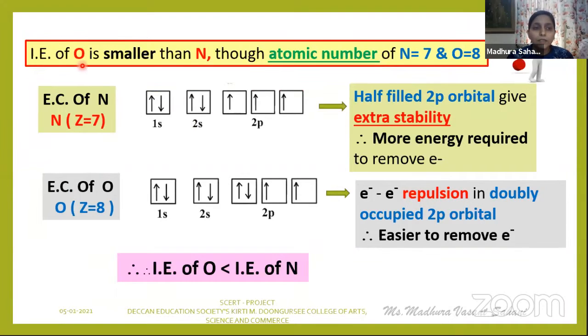Here, the ionization enthalpy of oxygen is smaller than nitrogen, though the atomic number of nitrogen is 7 and oxygen is 8. Again, here we are going to take the help of the electronic configuration for nitrogen and oxygen. In case of nitrogen, the atomic number is 7. So the electronic configuration is 1s2, 2s2, 2p3. 2p3 is written as 2px1, 2py1, 2pz1.